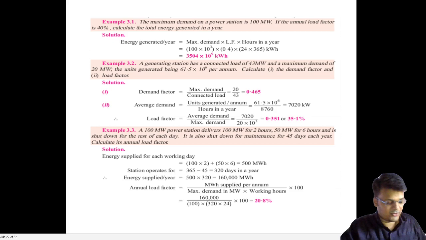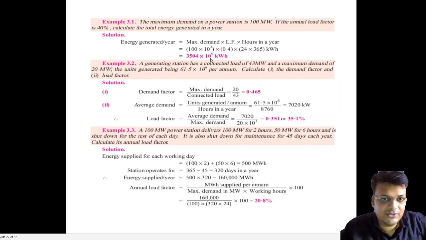So be careful about the unit. If it is asked as 3504 into 10 to the power 5, then it will be given in kilowatt hour. Otherwise, 350400 will be given in megawatt hour. So now here, example 3.2, we get the right answer, as many of you have given the right answer.